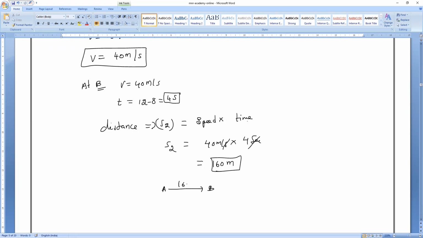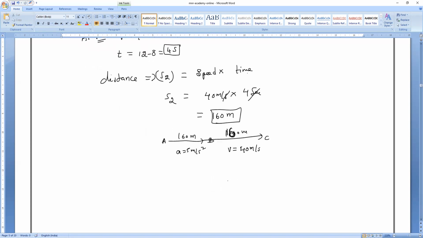A to B he covered 160 meters with a constant acceleration of 5 meter per second square. From B to C he covered again 160 meters with what velocity? With a constant velocity. How much is it? 40 meter per second. So what is the total journey from time t equals 0 to time t equals 12? Everybody, what is the total journey?